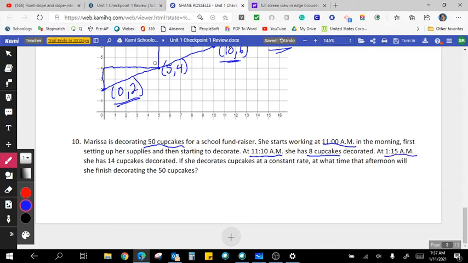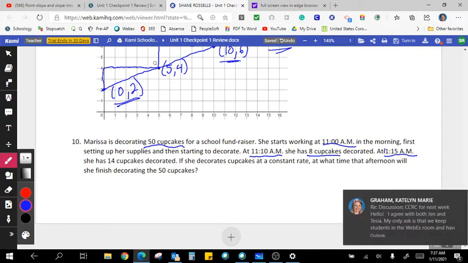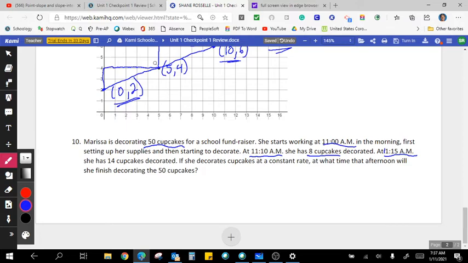At 11:15, I think I messed up here. This should be a 1. Let me put that in as 11. At 11:15 a.m., because 1:15 is not a.m. in this case. So let's change that. Make sure you change that if you print it out. So at 11:15 a.m., she has 14 cupcakes decorated.